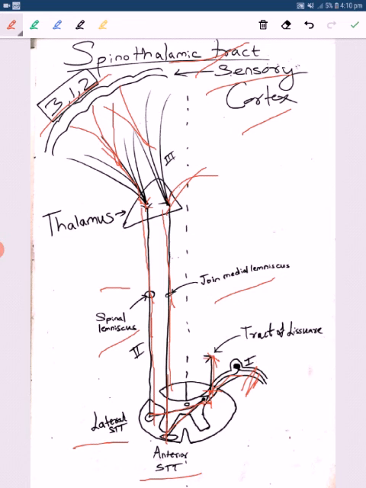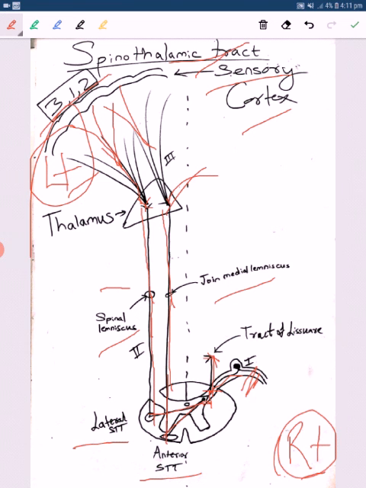Another major thing is that, if we consider this the right side of the body and this the left side, naturally this is the left side brain and this is the right side body. So by this tract we have understood that sensations from the right side will land up in the left side cerebral cortex.